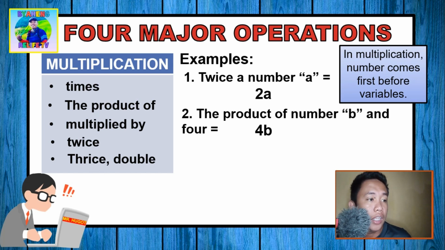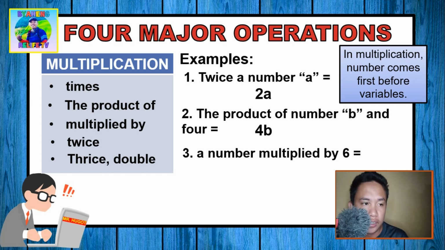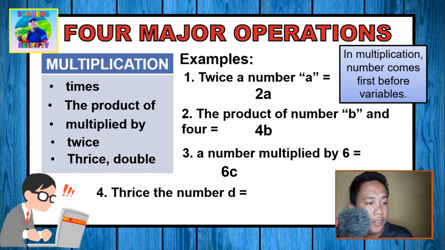Yan ang sinasabi. For number 3, we have the number multiplied by 6. So, pwede kayong mag-emphasize ng kahit anong letter since wala naman binanggit na letter dyan. I'm going to use C. That will be 6C. Okay? And for number 4, we have thrice the number D. That will be 3D. So, 6C na, 3D pa. So, that will be for our multiplication.